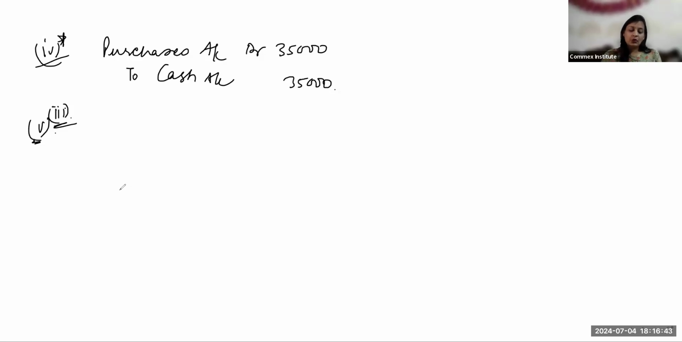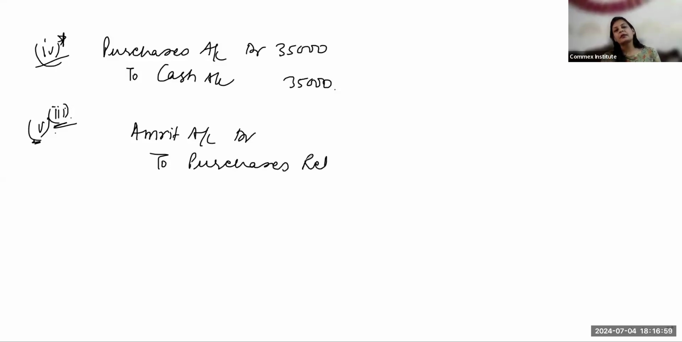Okay, so here the amount is important. The entry would be: Amrit account debited to purchases return, which is also known as return outwards, because purchase return is credited. And the amount would be at 20%, that is 8,000. Because if you purchased it at a discounted price, we'll return it also at a discounted price.